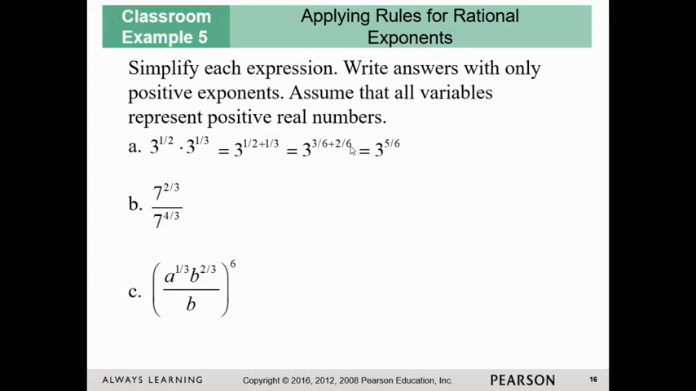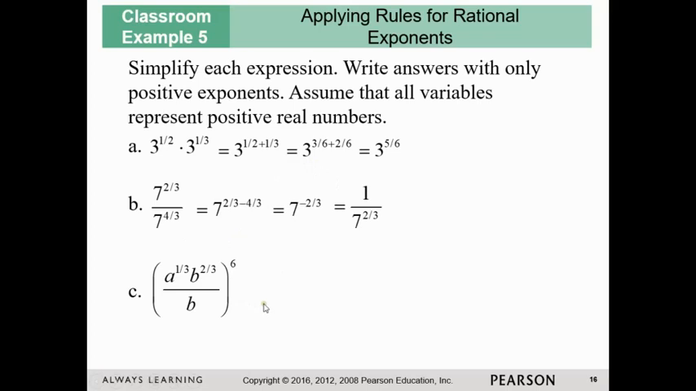Now B, we have a quotient. So what we're going to do is subtract the exponents, right? Because we have a like base of 7. So we subtract the exponents. Luckily, we already have a common denominator there. We end up with 7 to the negative 2/3. Remember, we want to write these using positive exponents. So we get 1 over 7 to the 2/3. We just applied the rule for negative exponents there.